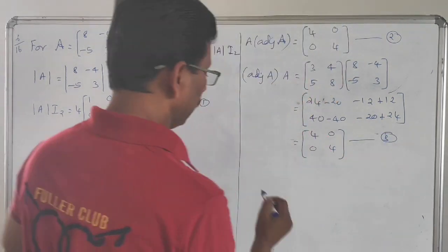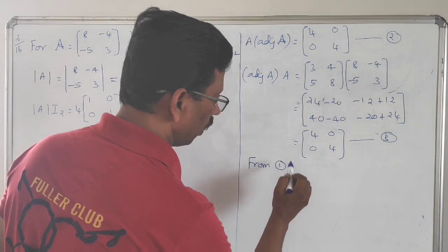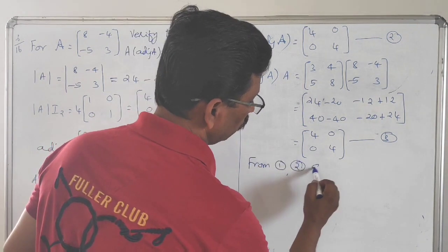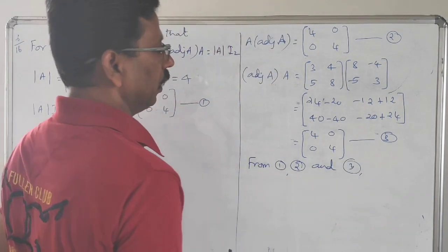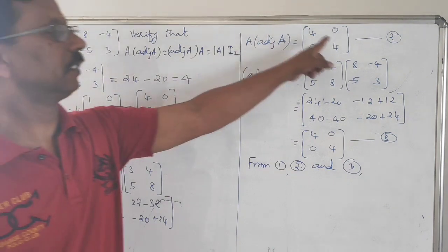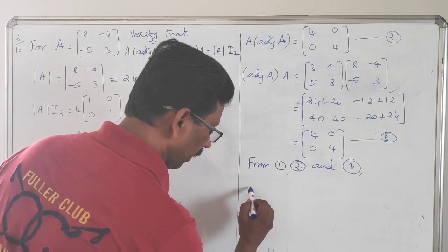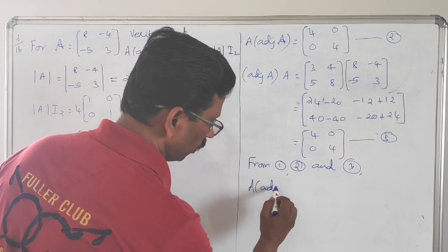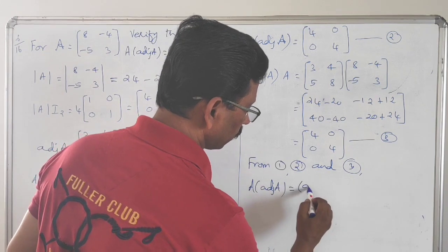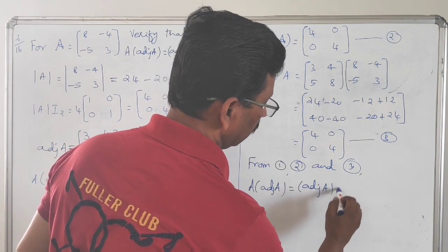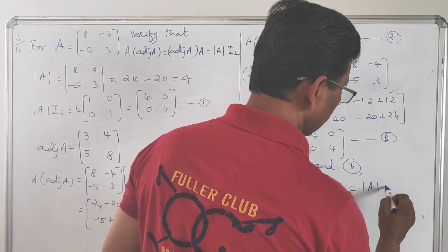Now from these three equations, from result number 1, 2 and 3, look at all these results, they are equal. Therefore we can say A into adjoint A is equal to adjoint A into A, which is equal to determinant A into I2.